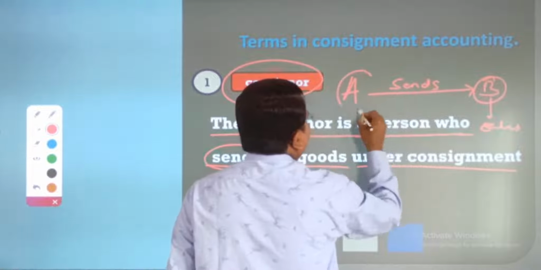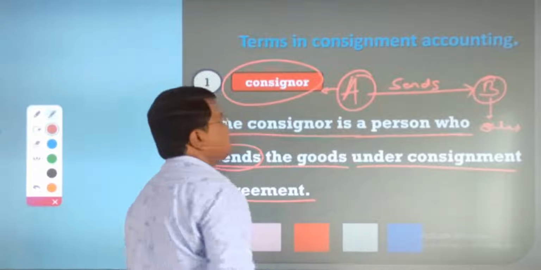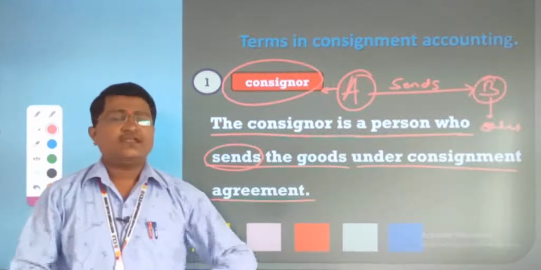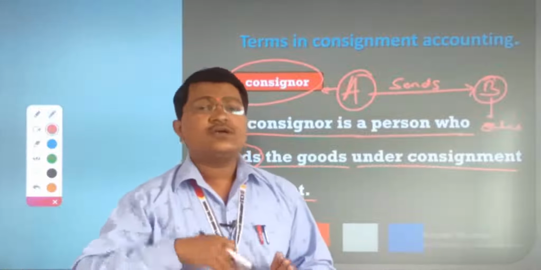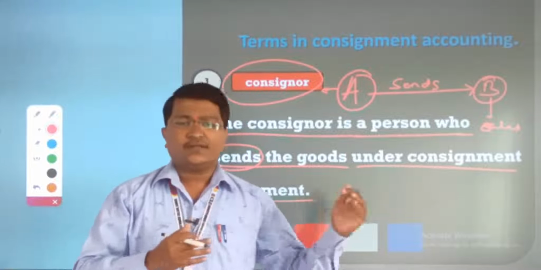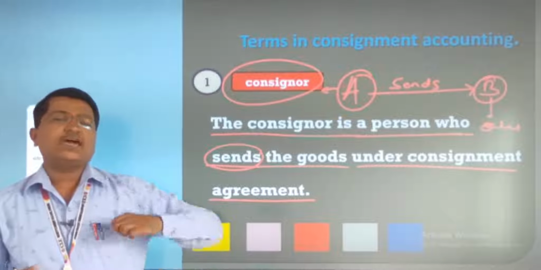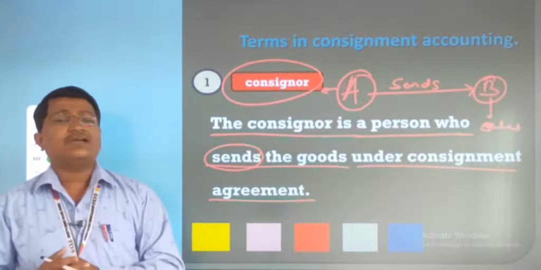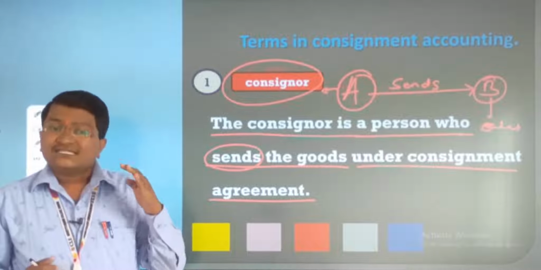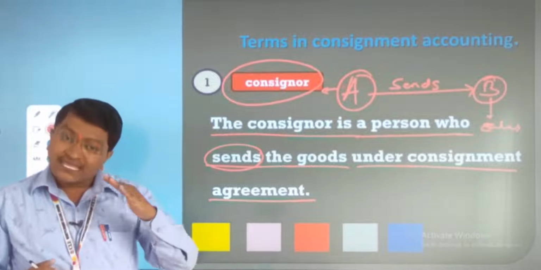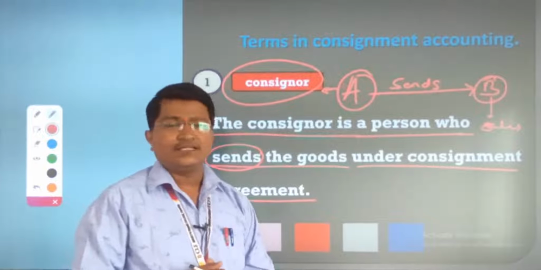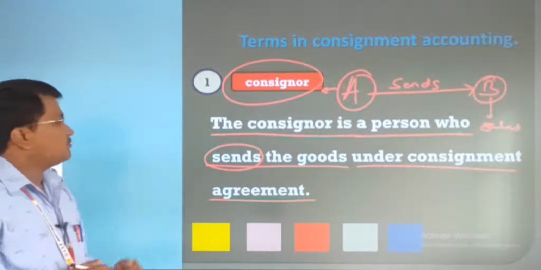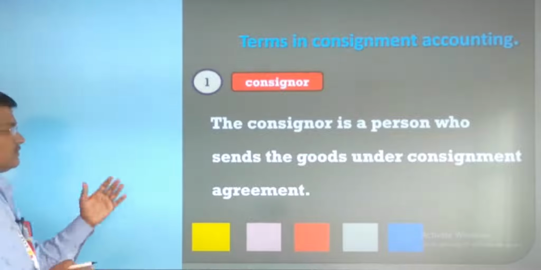So here A is known as consignor. So I repeat, consignor is a person who sends the goods on consignment agreement. In a consignment agreement, the person who sends the goods, we call that person consignor. And what does the consignor do, on his behalf and at his risk? He sends the goods. So I hope you come to know the meaning of consignor.